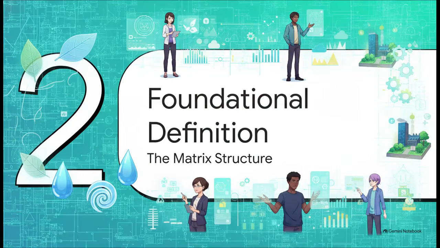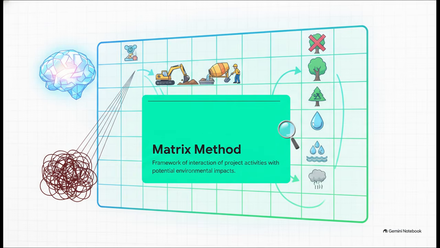Which brings us to Section 2, Foundational Definition, the matrix structure. So to answer that big question, we turn to the matrix method. Put simply, this method provides us with a crystal clear, systematic framework to evaluate all these complex environmental interactions. By definition, it's a visual and analytical tool that illustrates the direct relationship between specific project activities, like, say, digging a trench or pouring concrete, and the potential environmental impacts those specific activities trigger.